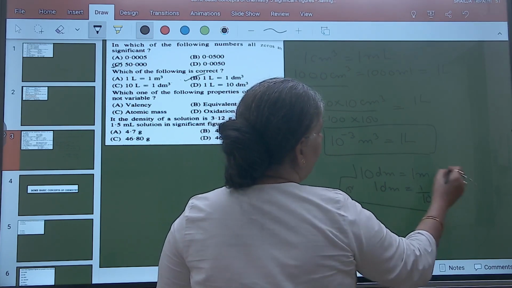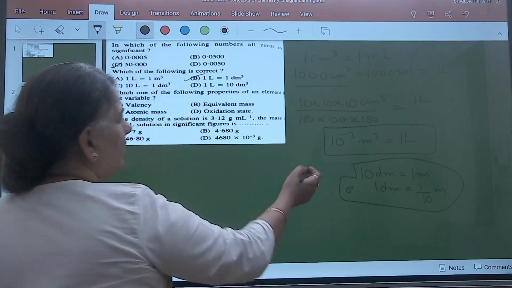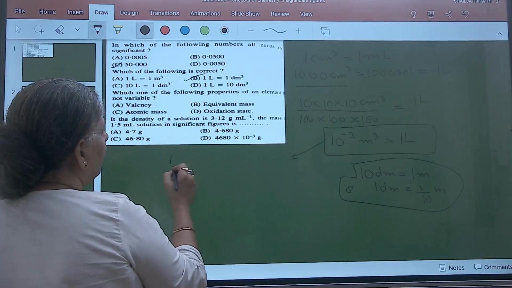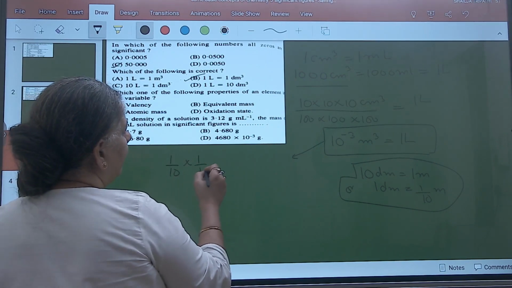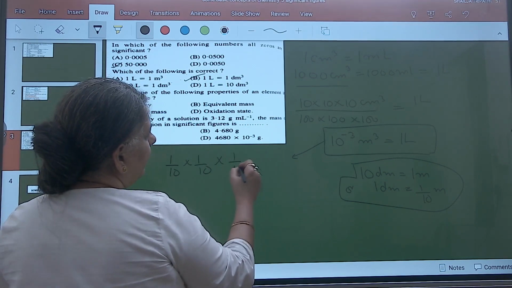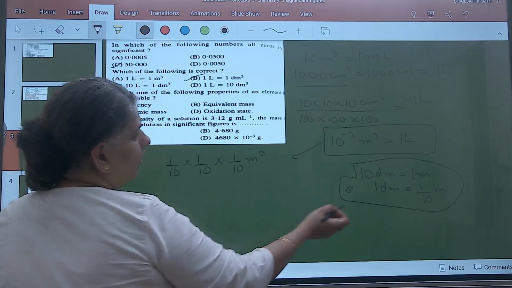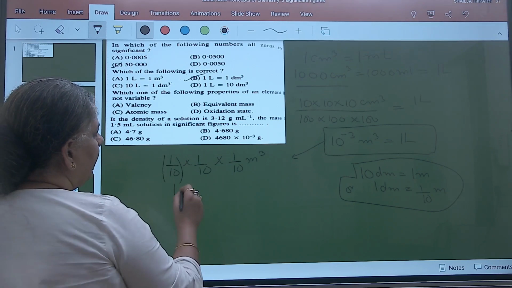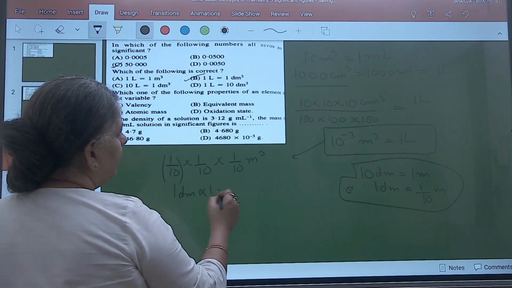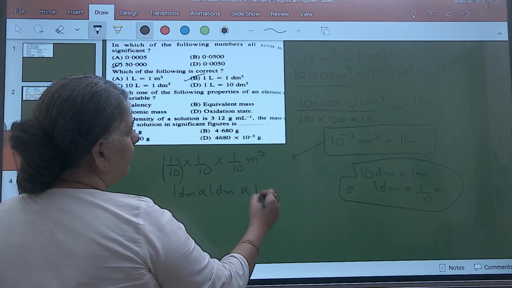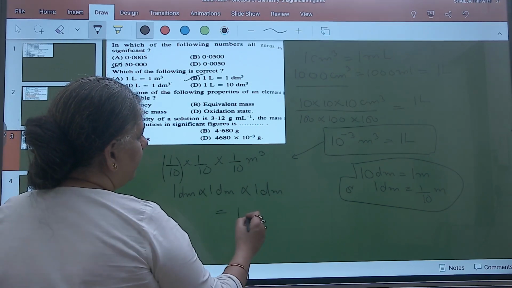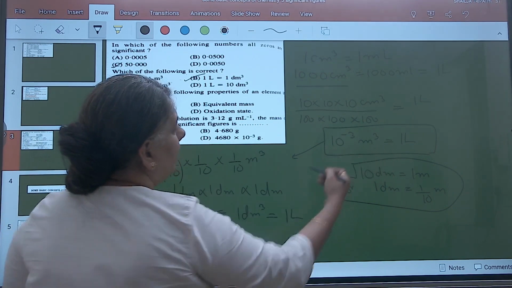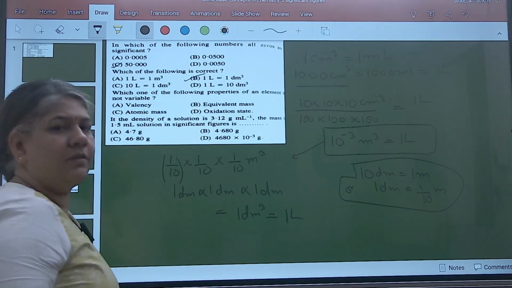Using this information, what we can write, see, 10 raised to the power minus 3 meter cube means 1 upon 10 into 1 upon 10 into 1 upon 10 meter cube. And 1 upon 10 meter is 1 decimeter. So this is equivalent to 1 decimeter into 1 decimeter into 1 decimeter. That is, 1 decimeter cube is equal to 1 liter. So here we get the relation. So option B is correct.